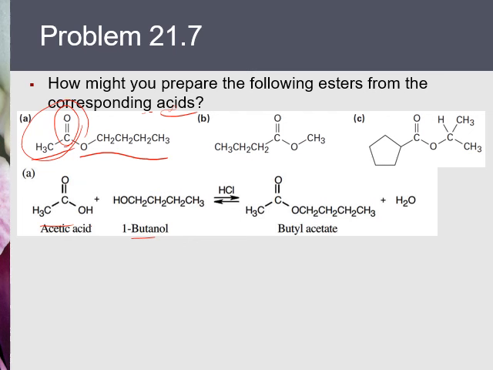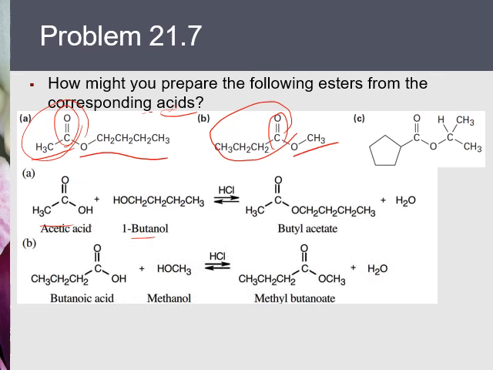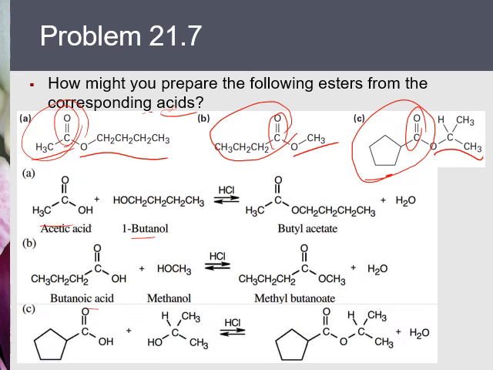Now let's look at B. Again, the C=O part is the acid part, so that will be 1, 2, 3, 4, butanoic acid. And this alcohol is methanol, so methanol and butanoic acid. The last one, the carbonyl part is the acid, and the alcohol should be isopropanol. So this is the alcohol, and this is the carboxylic acid.